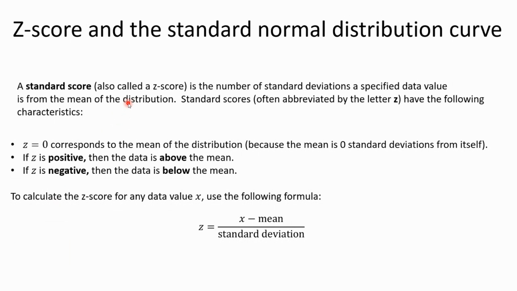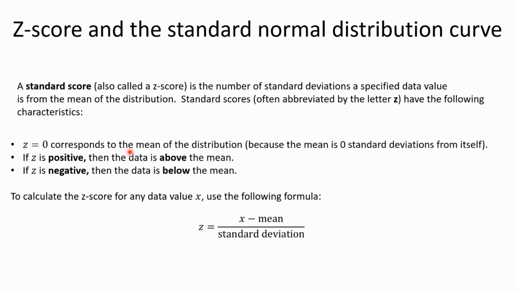A positive z-score means that, for each data value, you can get a corresponding z-score. And if the z-score is positive, that data value is bigger than the mean. And if it's negative, it's below. That is, it's less than the mean.